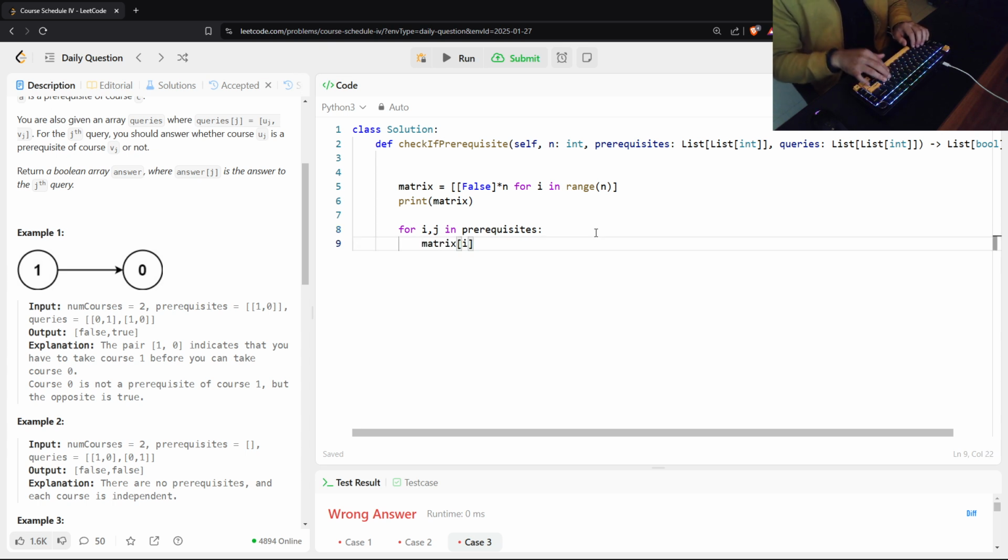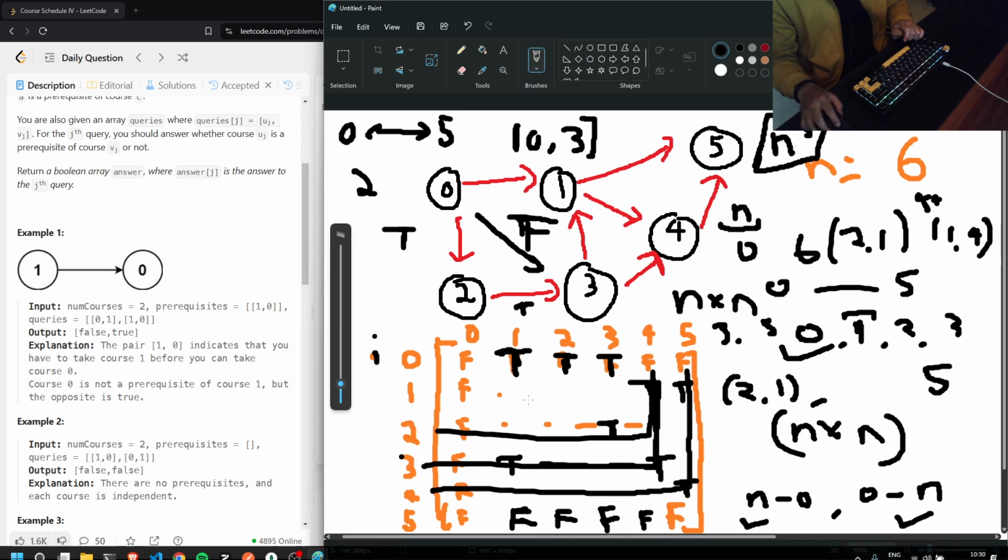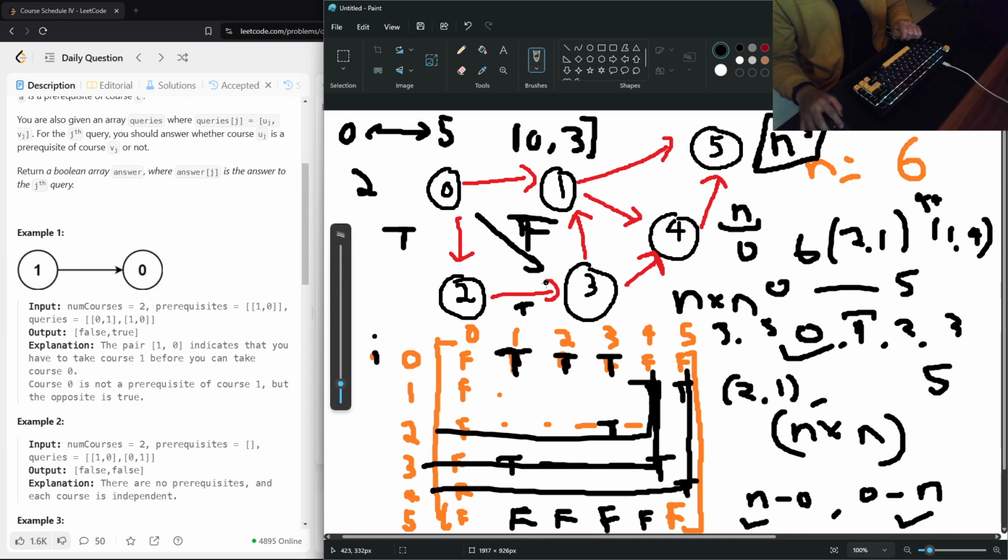Matrix[i][j] will turn to true. We updated it. So this is the direct part. Now what we need to do is, for each intermediate node all the way from 0 to n, check if there is an indirect connection or not. So far we have only marked the direct connections as true. Now we need to check for the indirect connections.